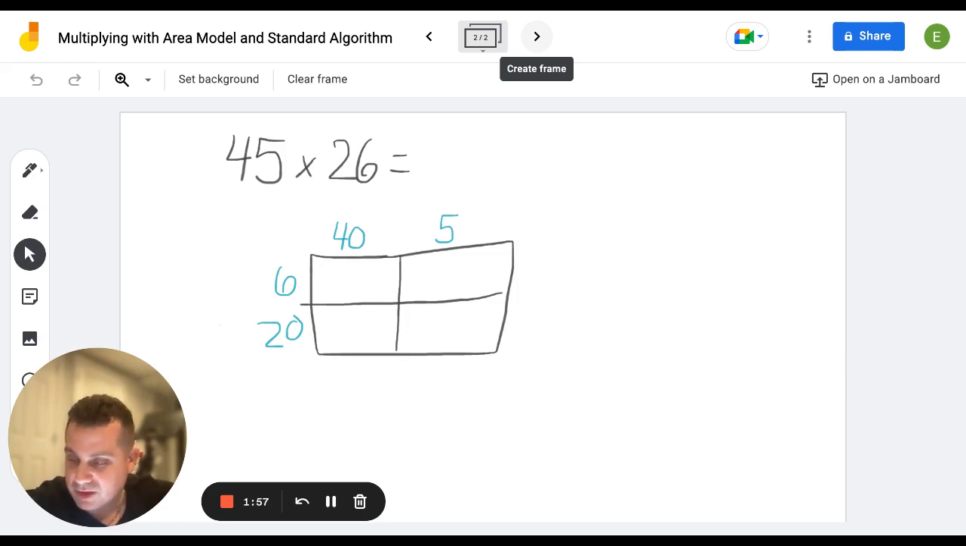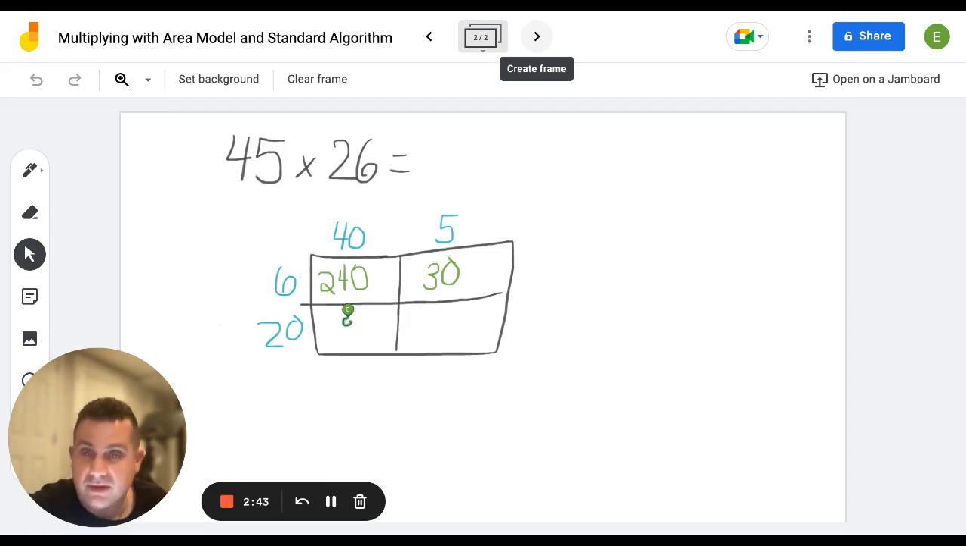So I'm just going to change my color. And here we go. So when I am multiplying with the area models, if I want to find out what partial product is going to go in here, I'm going to shoot straight to the top, straight to the side. So 40 times 6. I do my basic fact of 4 times 6 is 24, and then add that 0 to the end. So 240. Now I'm going to do 5 times 6, and 5 times 6 is 30.